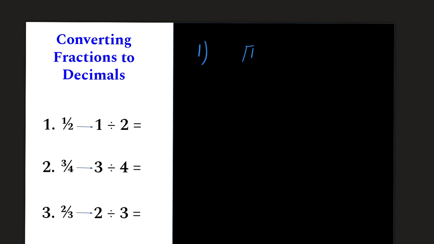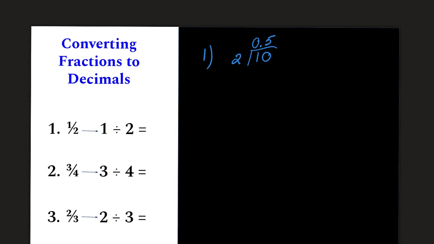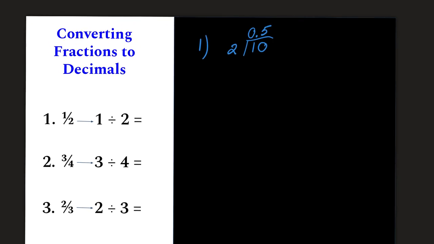1 divided by 2. So 2 cannot go into 1. So we add a 0 and a decimal, and we put a 0 here. 2 can go into 10 5 times. 2 times 5 equals 10. And we end up with 0. So the common confusion here is when students divide 2 by 1 instead of 1 by 2 because 2 is a greater number. So let's go ahead and do the second one.